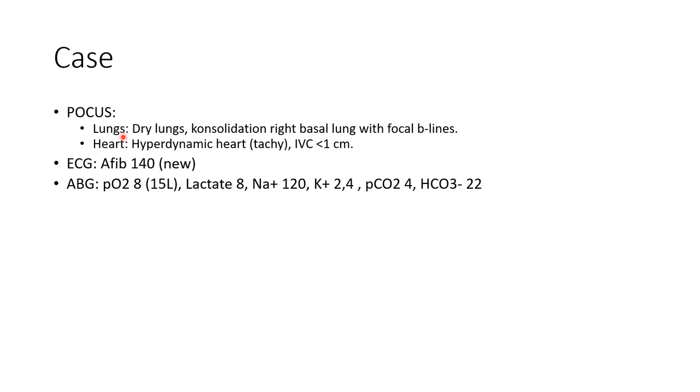So when you do the POCUS, you see that she has dry lungs. There is a suggestion of a consolidation with focal B lines and a Shred sign on the right side, on the basal lung. You think you have a hyperdynamic heart, though it's hard to assess when they're tachycardic, and you have an IVC below 1 centimeter.